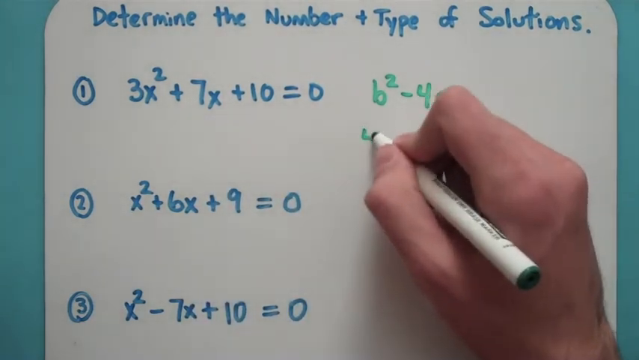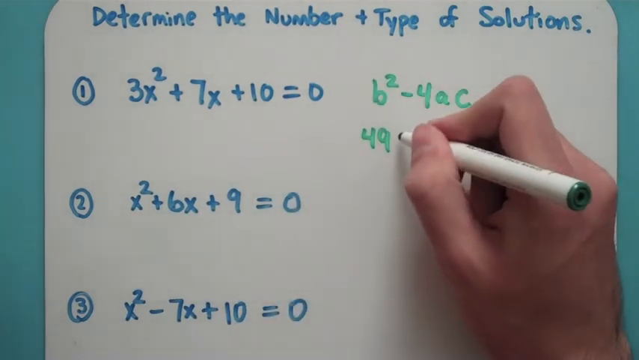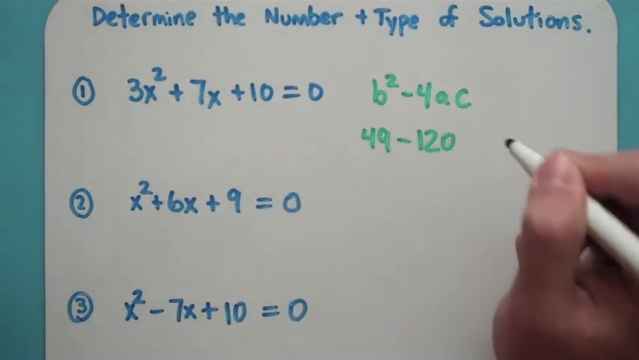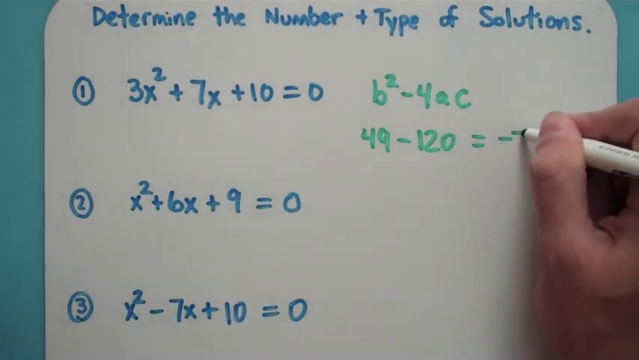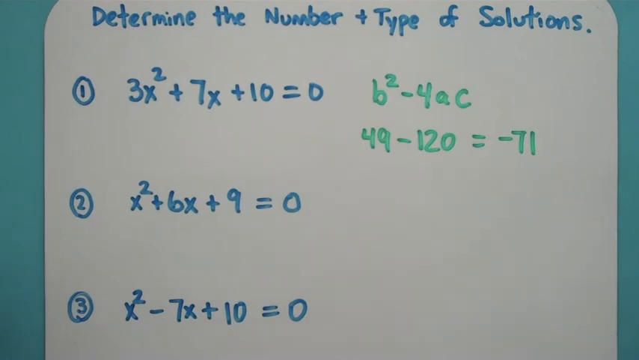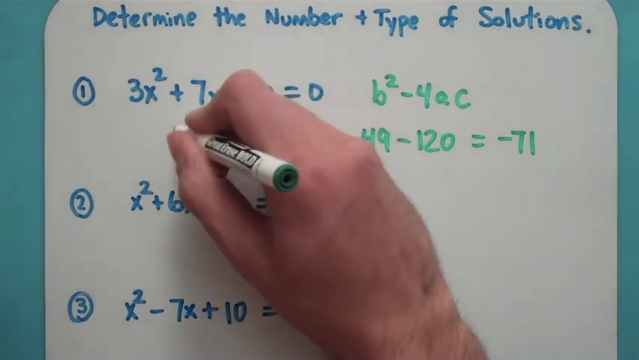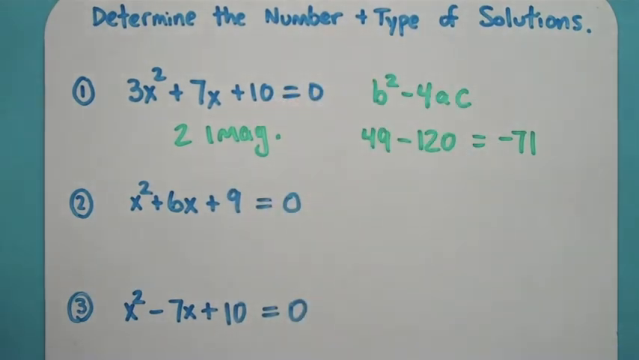So we're going to do 49 minus 4 times 3 times 10, which is going to be minus 120 here. 49 minus 120 is negative 71. My answer is negative. That means the inside of my square root is going to be negative. That means I will have two imaginary solutions. I don't know what those solutions are, but I know that if I do the problem, I should be expecting to see an i in my answer.